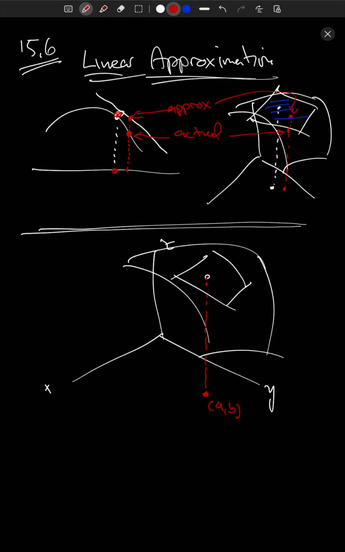For all these versions of linear approximation, there needs to be a point where you understand the function. Okay. So what exactly is the equation of this plane?